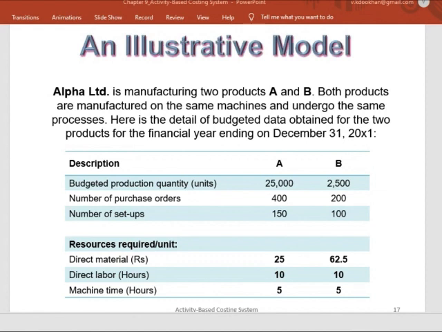So here you have been provided with certain information. You have the description of A and B. The budgeted production quantity for A is 25,000, whereas for B it is 2,500 units. Number of purchase orders for A is 400 and for B it is 200. Number of setups for A is 150, whereas for B it is 100. Then the resources required per unit: direct materials, direct labor hours, and machine time, that is machine hours, have been provided for each of the products.